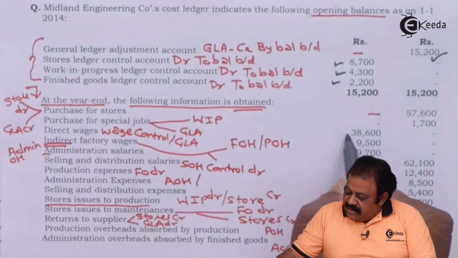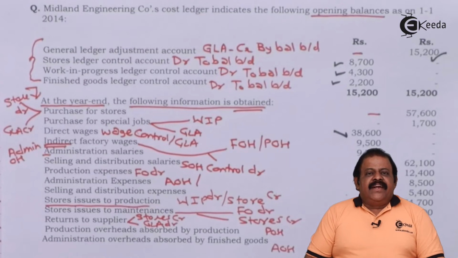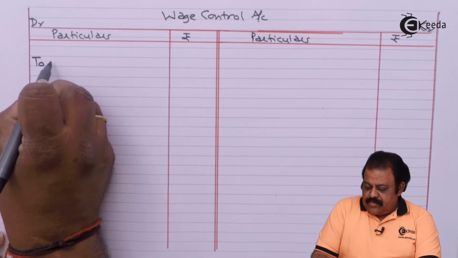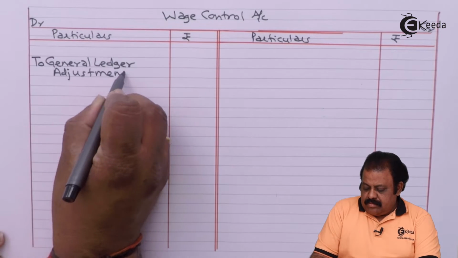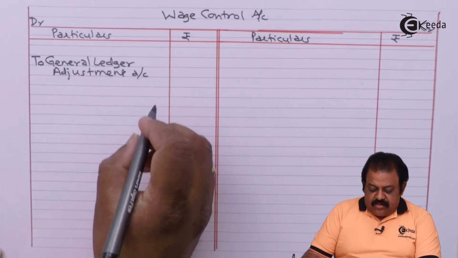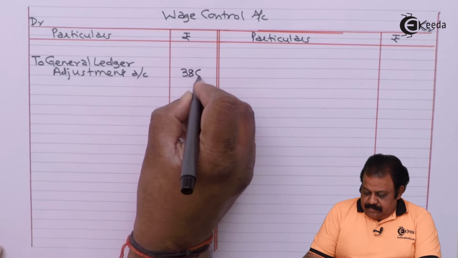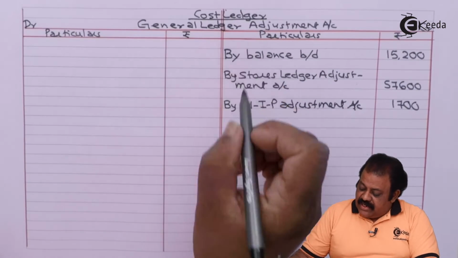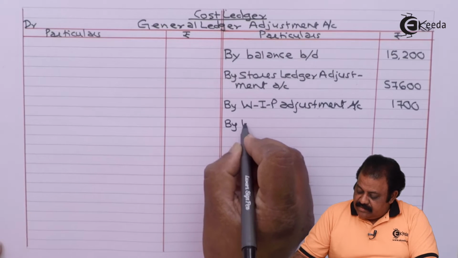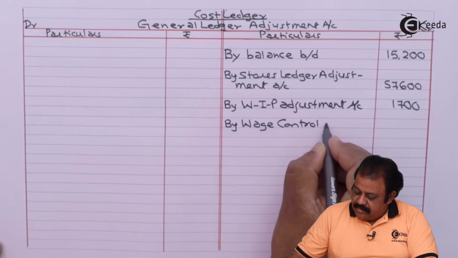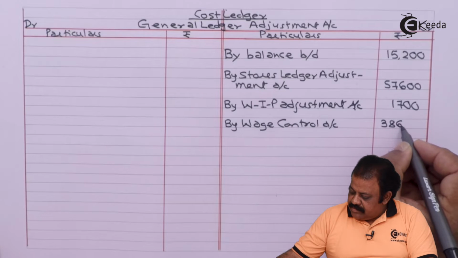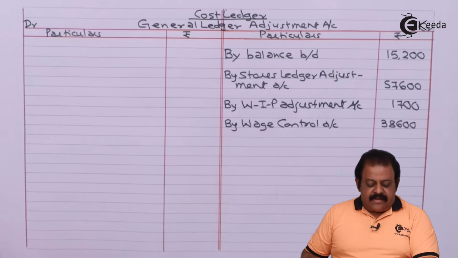Direct wages 38,600. This will be debited to wage control account and credited to GLA. Wage control account debit side to general ledger adjustment account 38,600. This will have second effect in GLA credit side. By wage control account 38,600.